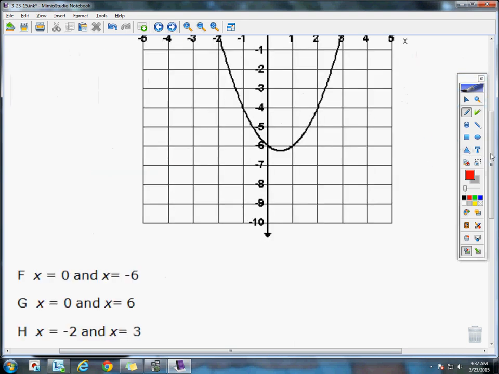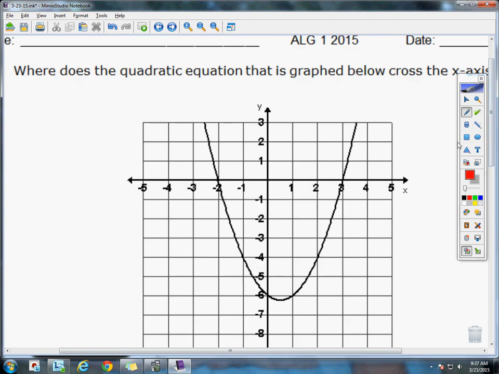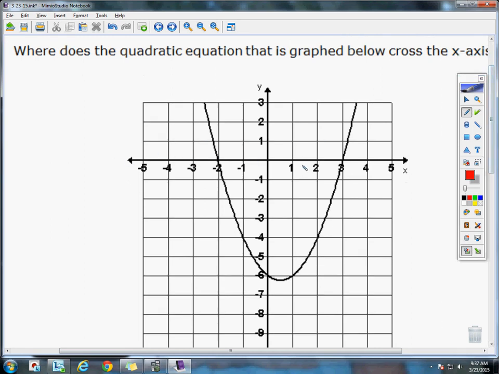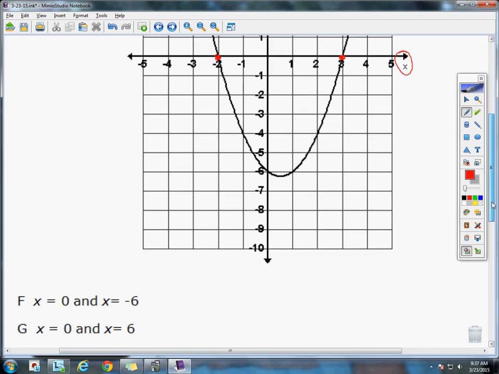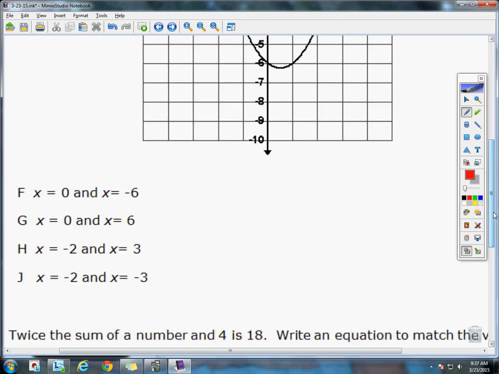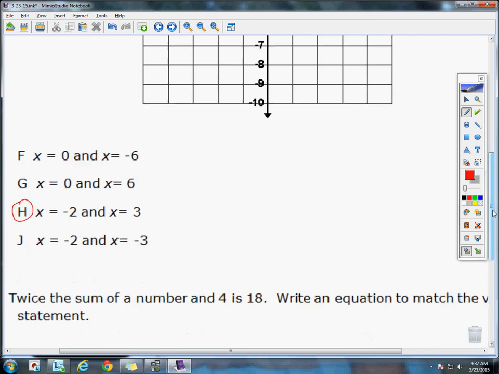Okay, number 12 says, where does the quadratic equation that is graphed below cross the x-axis? Well, it's fairly easy. Here's your x-axis. It even tells you it's your x-axis. You're looking to see where this quadratic equation crosses the x-axis. There are two places, at negative 2 and over here at positive 3. So when we look at our answer choices, it's when x equals negative 2 and positive 3, and that is H. Very, very easy problem.